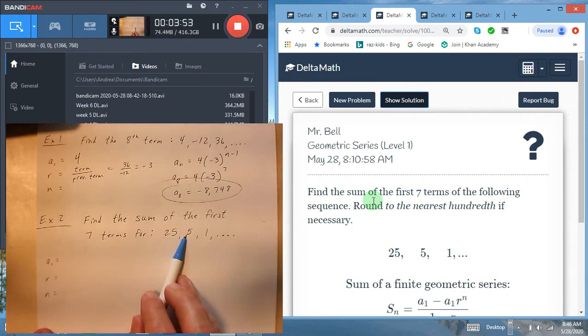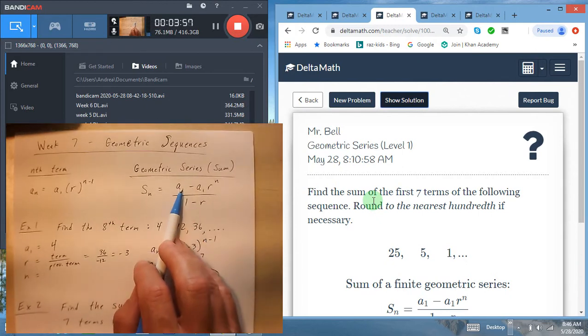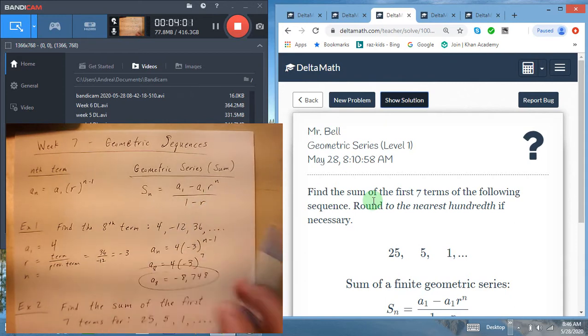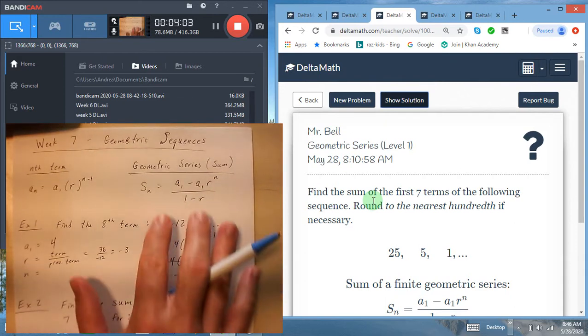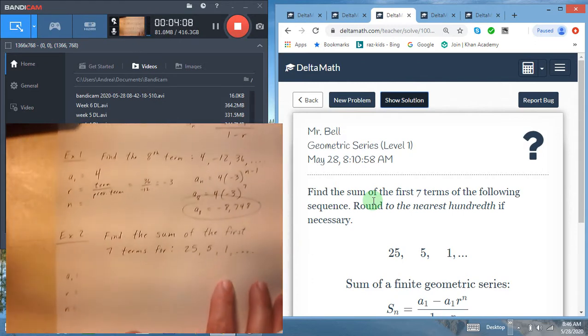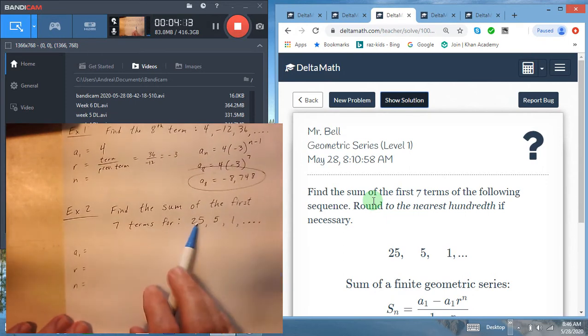So if we look at the series formula, I need these 3 things again: A1, I need R, and I need the number of terms that I'm going to find the sum for. This formula is a little bit messier, so you want to slow down and go in the order that I'm going to suggest here, to be successful on this. First term, 25.